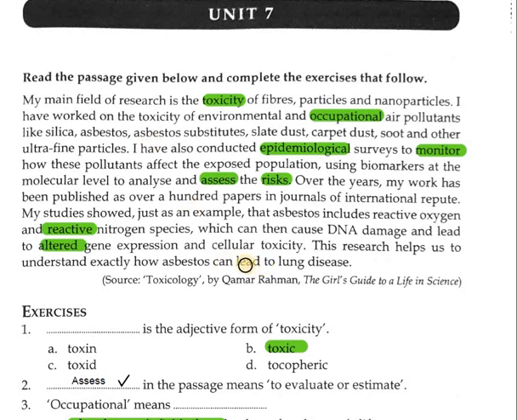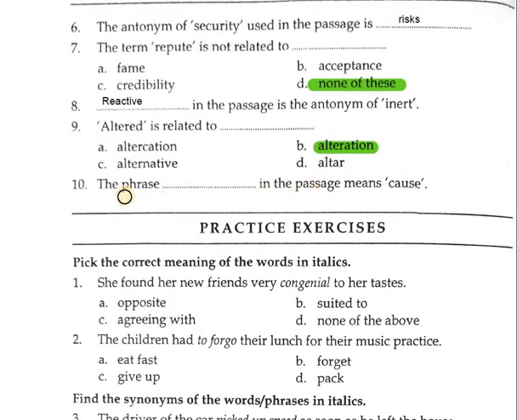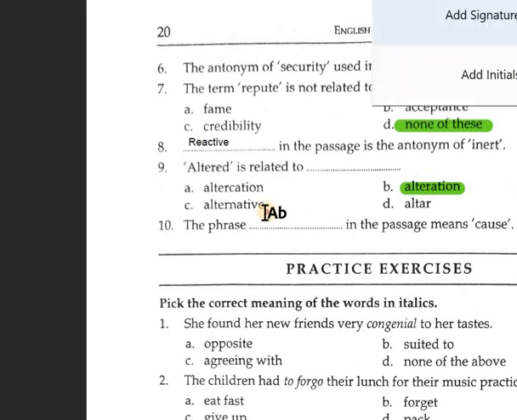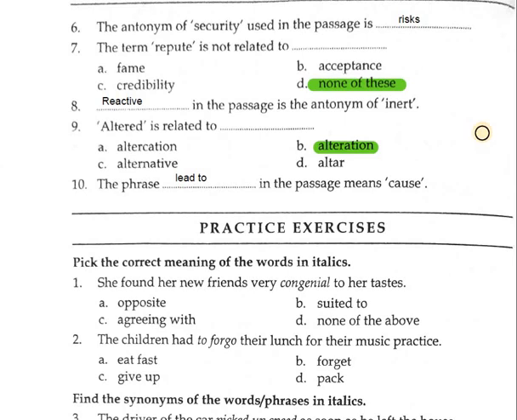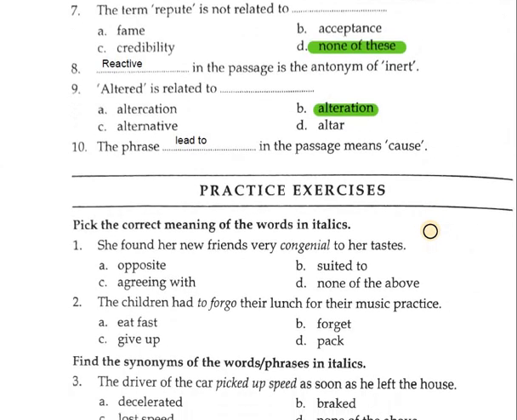റൈറ്റ്? This research helps us to understand exactly how asbestos can lead to lung cancer, can cause lung cancer എന്ന് നമുക്കിവിടെ മാറ്റി എഴുതാനായിട്ട് പറ്റും. ഇപ്പോൾ ഇവിടെ lead to എന്ന phrase ആണ് വരുന്നത്, which stands as a synonym for cause. So dash, the phrase dash in the passage means cause. It is lead to. The phrase lead to in the passage means to cause. I hope that it was clear. Now let's move on to the next question.